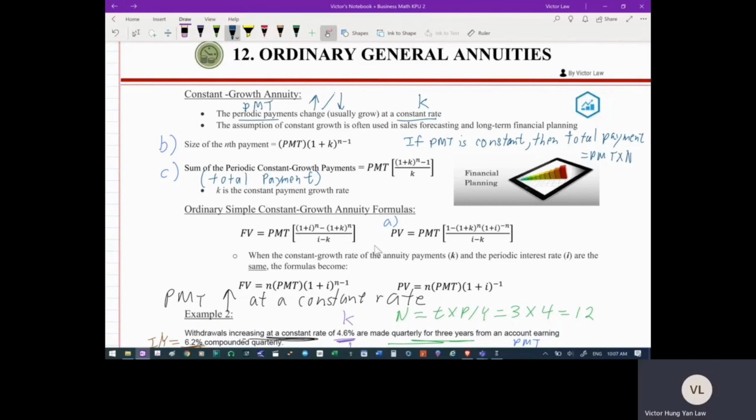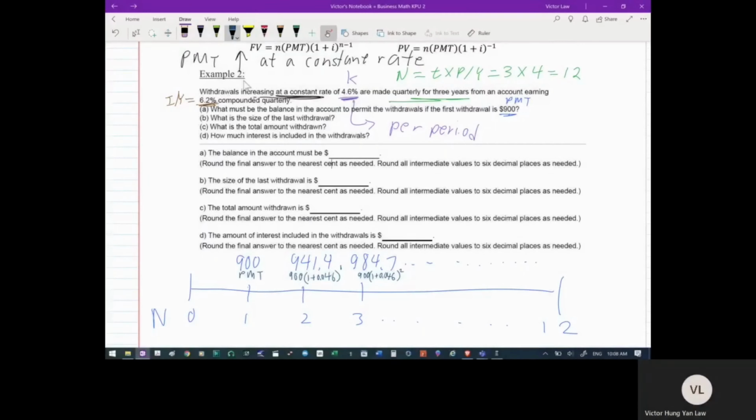So right now, I'll show you example 2, and I'll show you how to apply that. Example 2: withdrawals increasing at a constant rate of 4.6% are made quarterly for 3 years from an account earning 6.2% compounded quarterly. Part A, what must be the balance in the account to permit the withdrawals if the first withdrawal is $900? So our first step is drawing the timeline here.